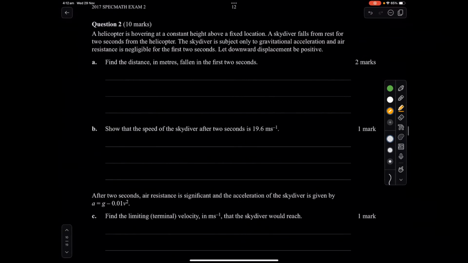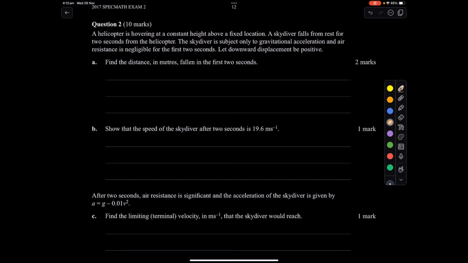Okay. Question 2. A helicopter is hovering at a constant height above a fixed location. A skydiver falls from rest for 2 seconds from the helicopter, but the skydiver is subjected only to gravitational acceleration, and air resistance is negligible for the first 2 seconds. Let the downward displacement be positive.